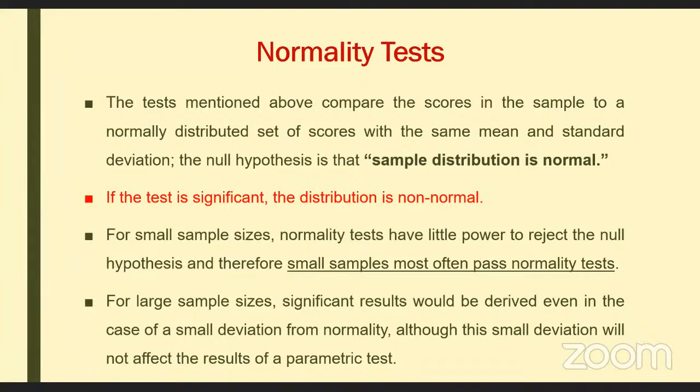So for the difference in two samples, you check whether the F value is significant or not, the P value. Depending on that, you check whether the samples are derived from the same population or not. If the samples are not derived from the same population, then you cannot apply the variance test, and you cannot apply a parametric test either. Another thing is that small samples most often pass the normality test.